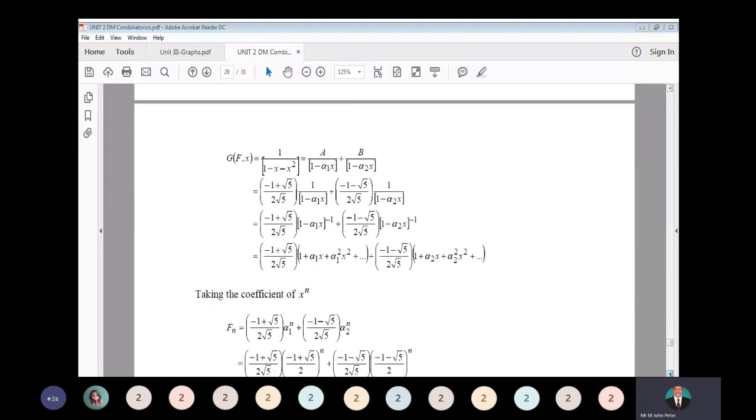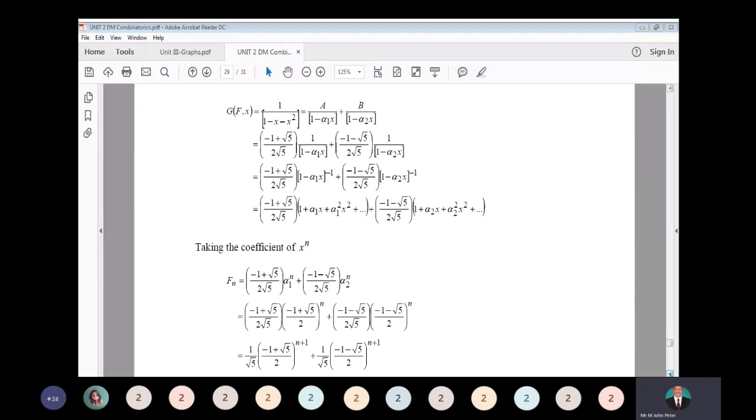Here they are using series. That is (1 minus alpha 1 x) power minus 1. That means the (1 minus x) power minus 1 concept. Expand it, you will get 1 plus alpha 1 x plus alpha 1 square x square plus alpha 1 cube x cube, like that it will go. Similarly for the second term, you will get (−1 − root 5) by 2 root 5 into 1 plus alpha 2 x plus alpha 2 square x square plus alpha 2 cube x cube, like that it will go on.